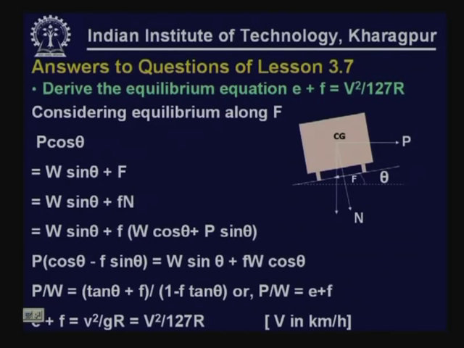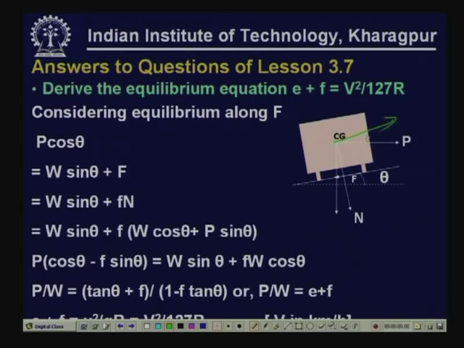Derive the equilibrium equation, the same sketch I have discussed in the last lesson also. You can take the components P cos theta, similarly if this is W, this is W sin theta, this is again W cos theta, and the component of P in the perpendicular direction is again P sin theta. Then take the equilibrium of P cos theta and try to balance it, one can finally get this equation E plus F equal to V square by g R. If we put the value of V in kilometers per hour and put the value of g, then this becomes V square by 127 R.